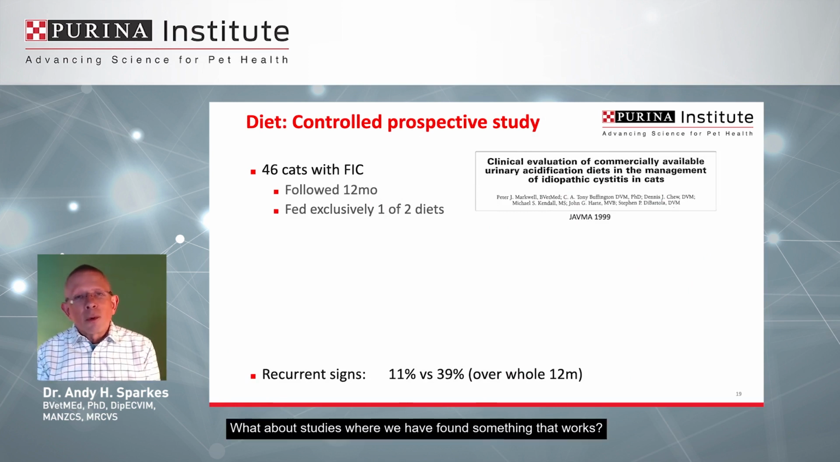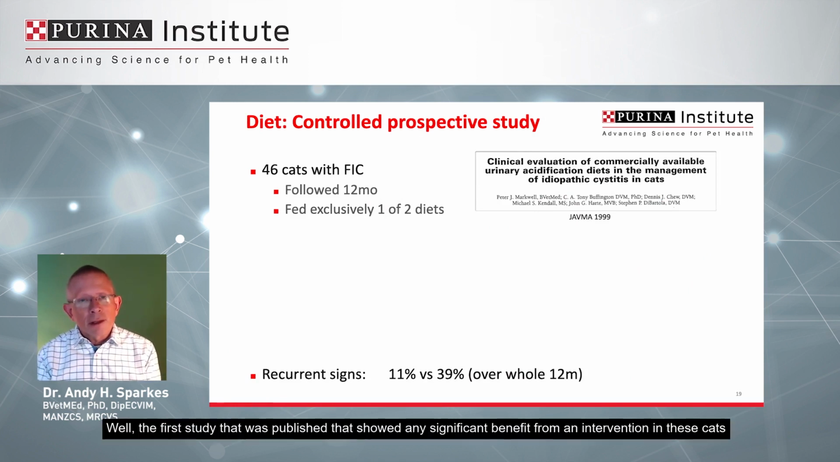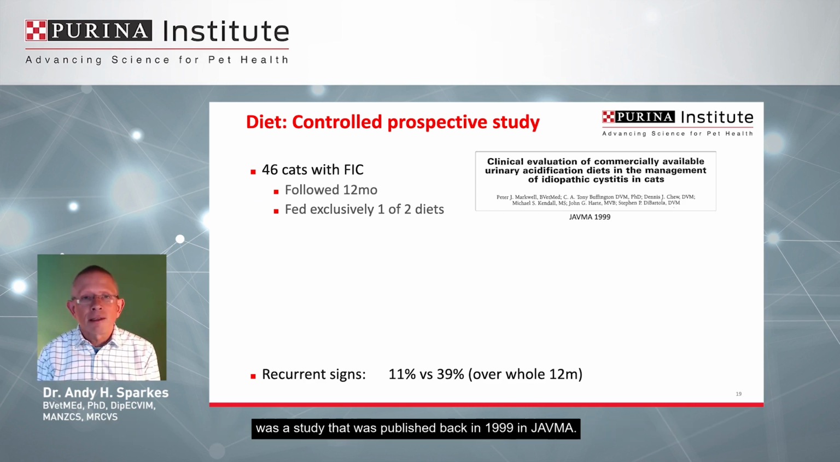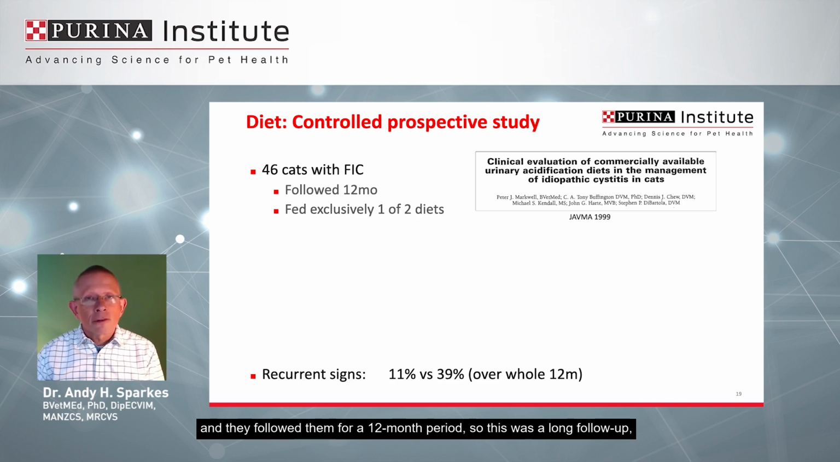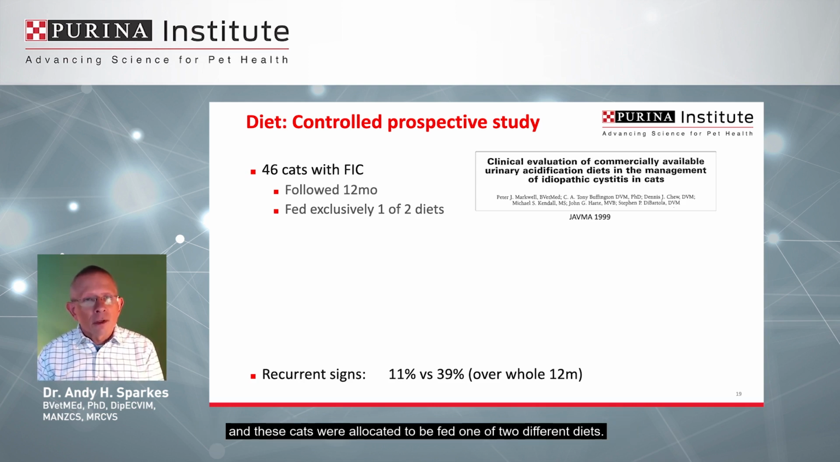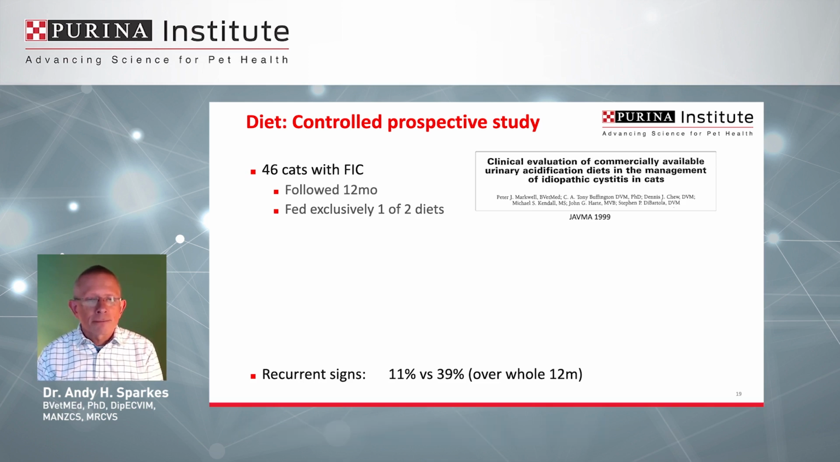What about studies where we have found something that works? Well, the first study that was published that showed any significant benefit from an intervention in these cats was a study that was published back in 1999 in JAVMA. They looked at nearly 50 cats with idiopathic cystitis, and they followed them for a 12-month period, so this was a long follow-up. And these cats were allocated to be fed one of two different diets.